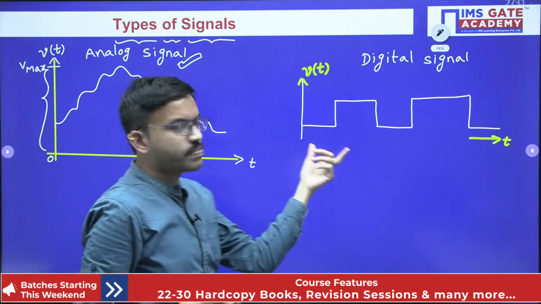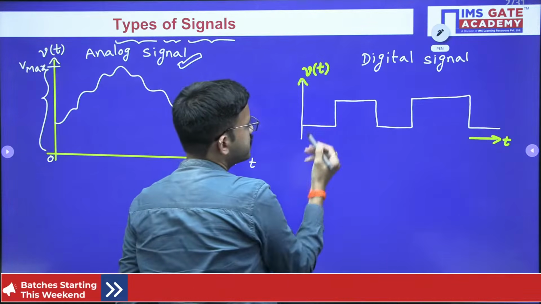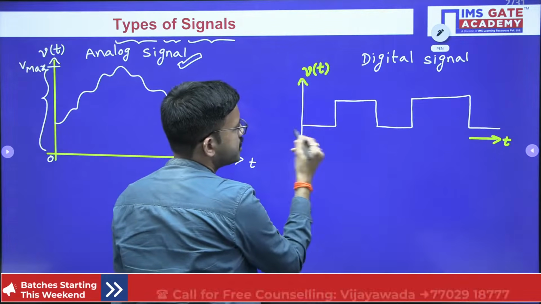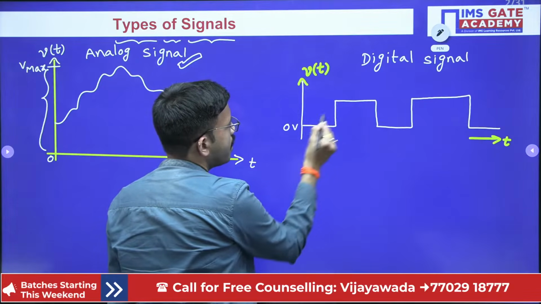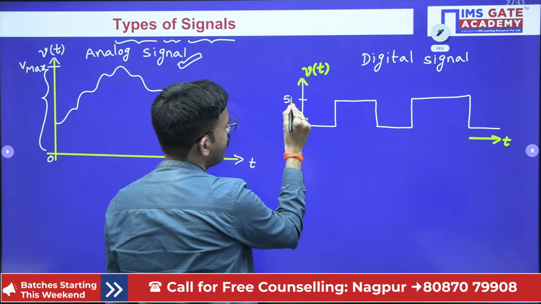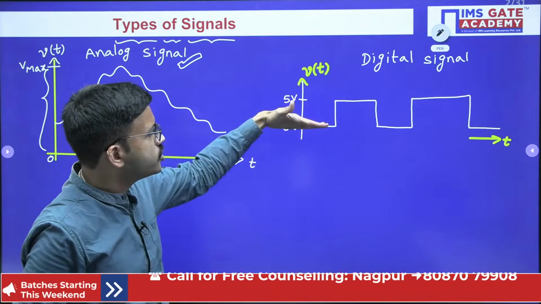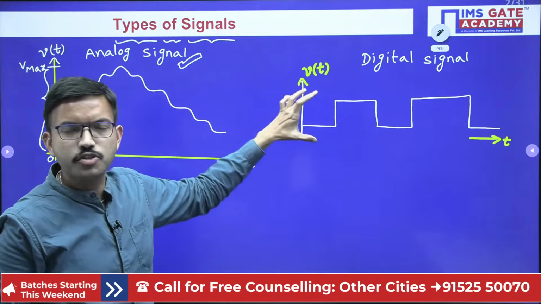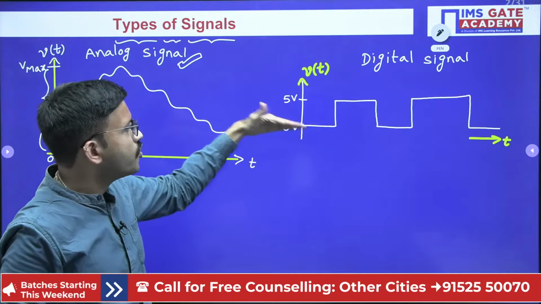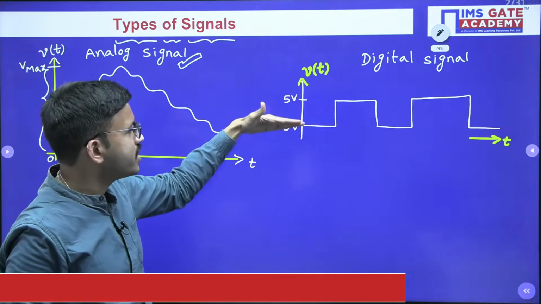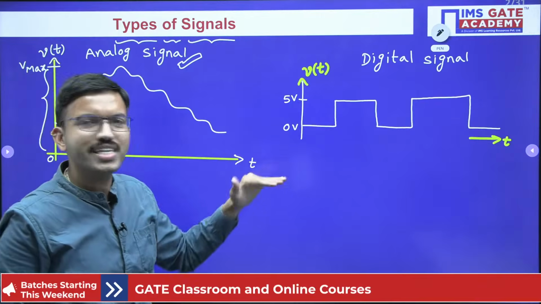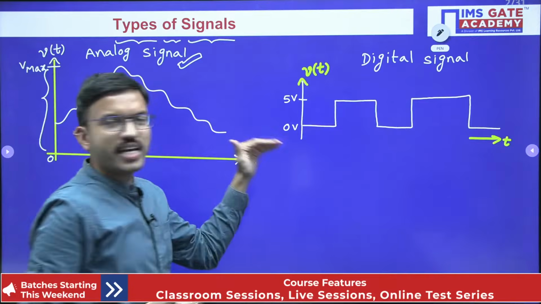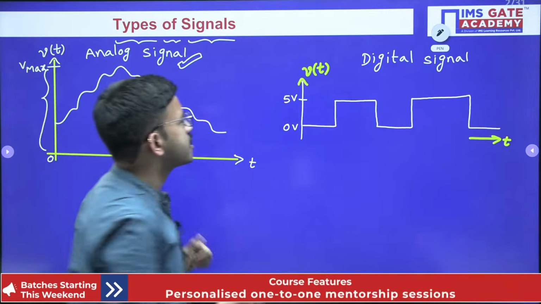Whereas this particular signal operates only at 2 levels. If you carefully observe, the signal value stays at 0 volt or 5 volt, 0 volt, 5 volt, like that. Whenever the signal or amplitude value stays only at two finite values, here 0 volt and 5 volt, or if you want you can consider minus 5 volt and 0 volt, then whenever an electrical signal operates only at two voltage levels, we call that signal a digital signal.